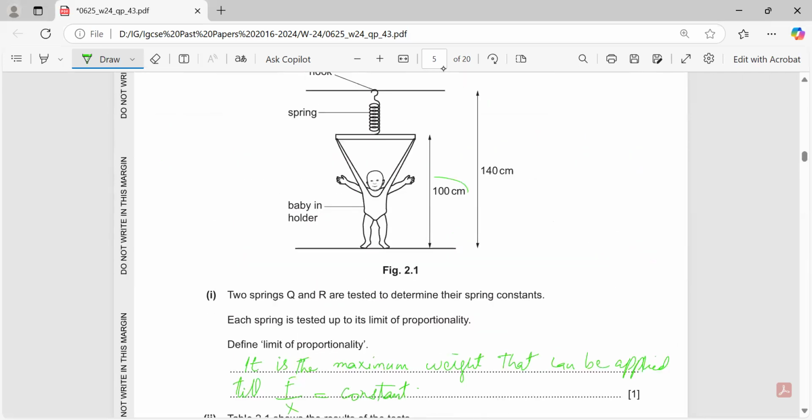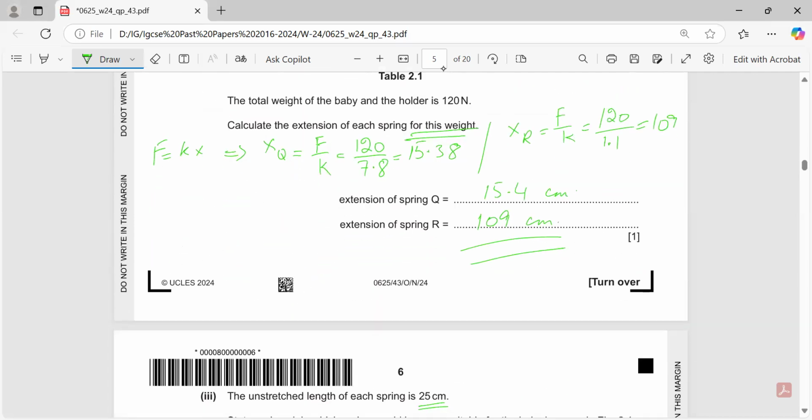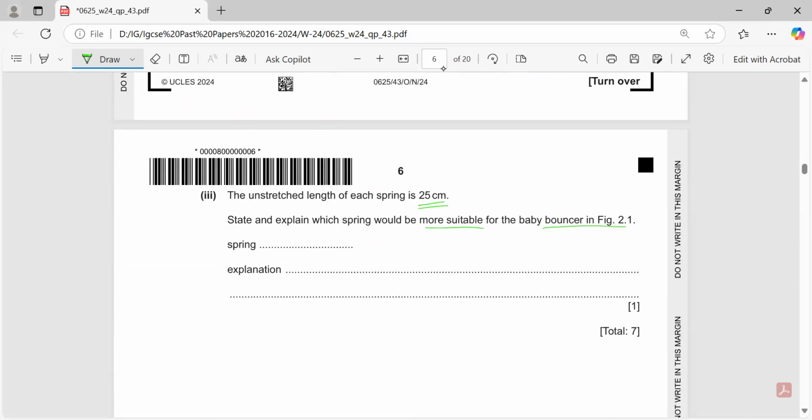See, this is maximum 100 centimeter and already this is so 140. Of course not R, because R is already producing how much? 109 centimeters. So Q, because it produces a suitable extension. So spring Q is the correct answer. R produces too much. Q explanation you can give.